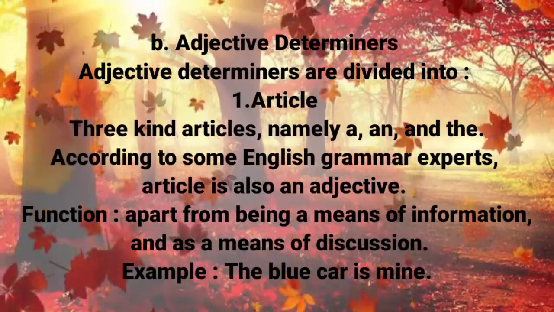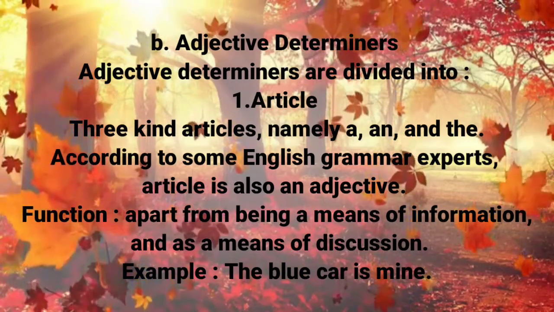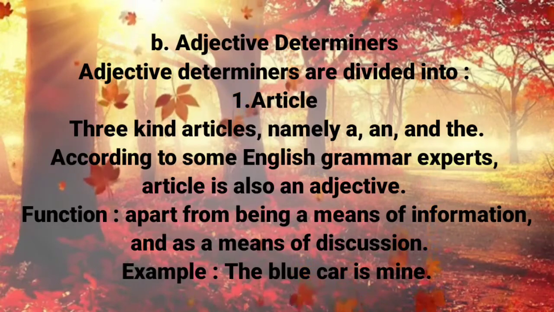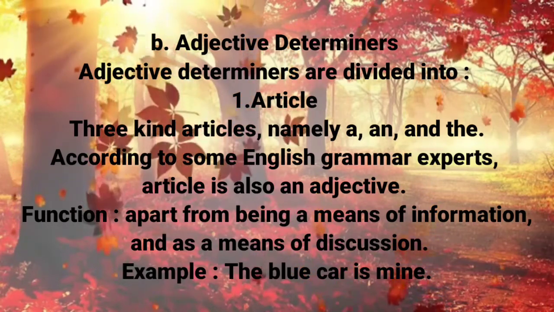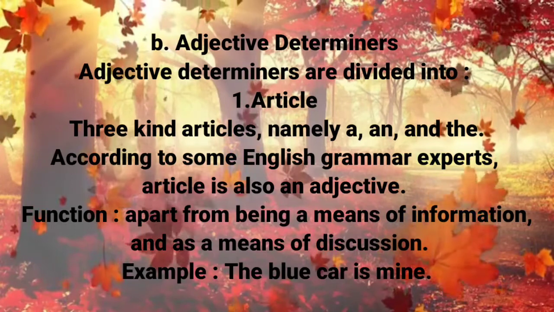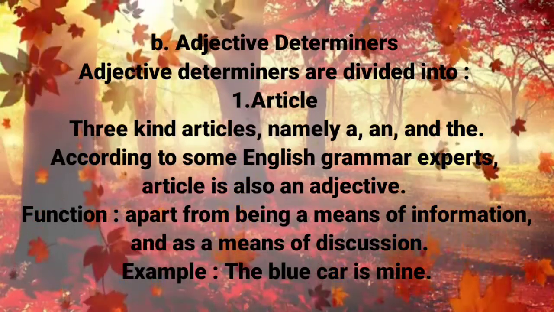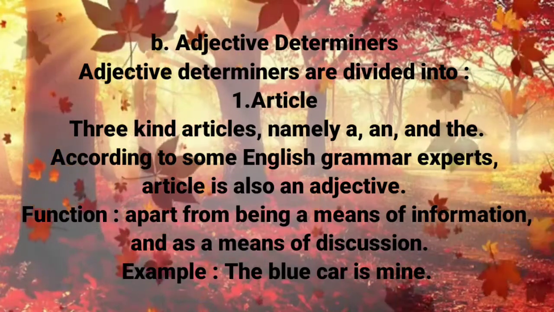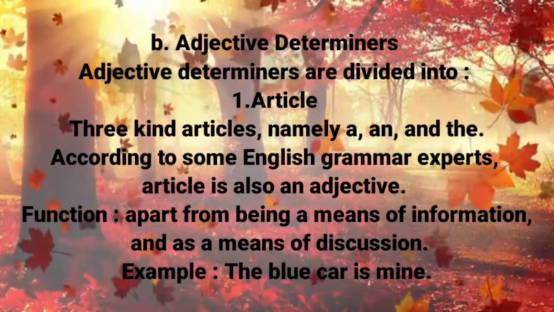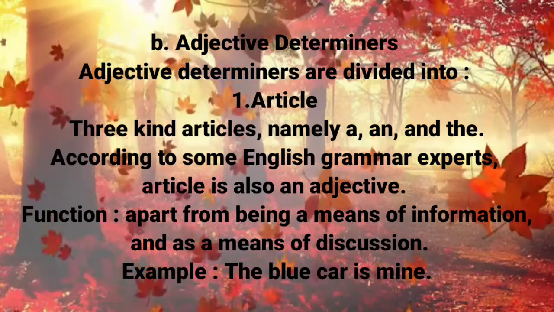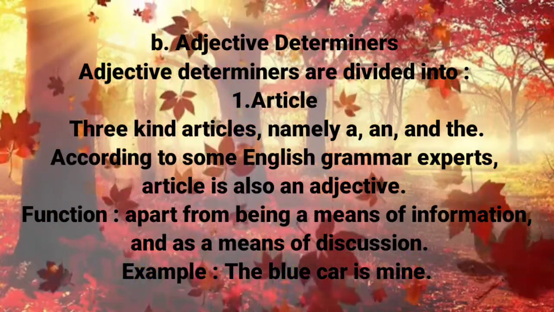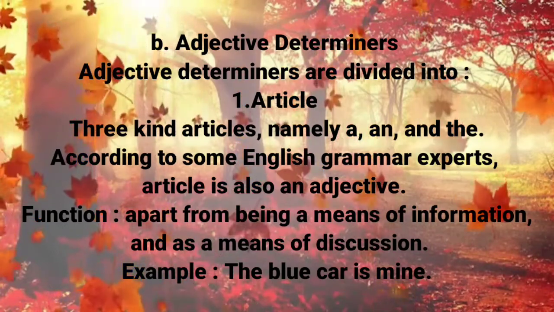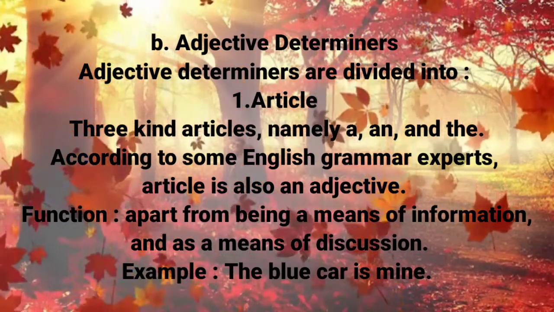Adjective determiners are divided into article, possessive adjective, demonstrative adjective, interrogative adjective, indefinite adjective, and numerical adjective. One, article. Article is the article in an English sentence. There are three articles, namely a, an, and the.